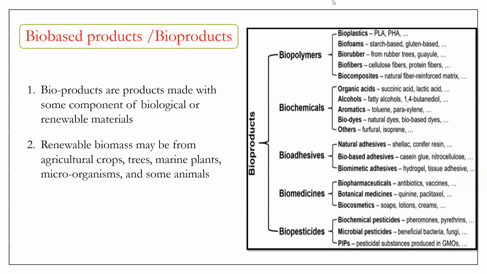So all these which I was talking about, the bioproducts. Bioproducts are products which are made with a certain component of biological or renewable material. And these bioproducts can be produced by your bioprocessing methods. If I divide these bioproducts into different segments, these can be biopolymers, biochemicals like organic acids, alcohols, aromatics, biodyes. There are different types of natural dyes which can be produced. Apart from that, you can get bioadhesives also.